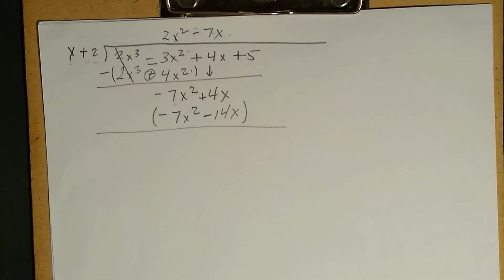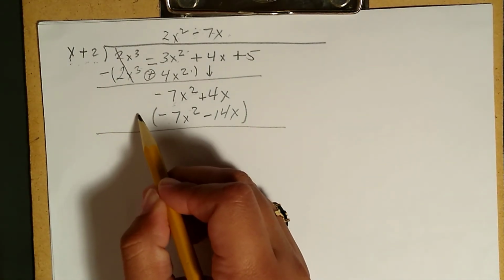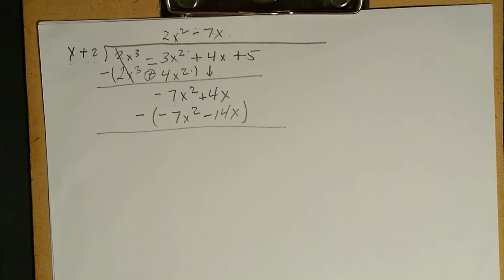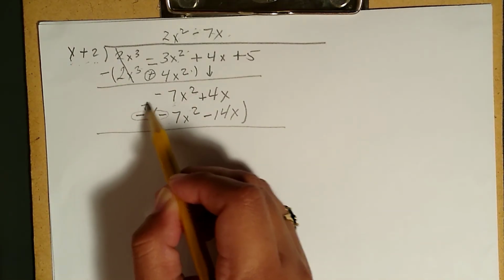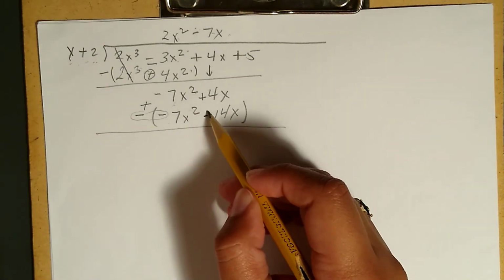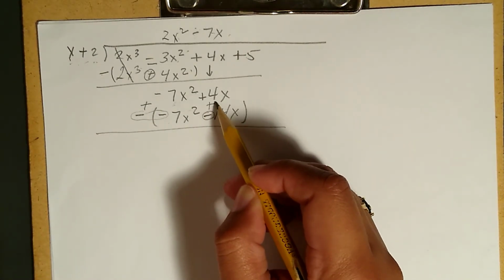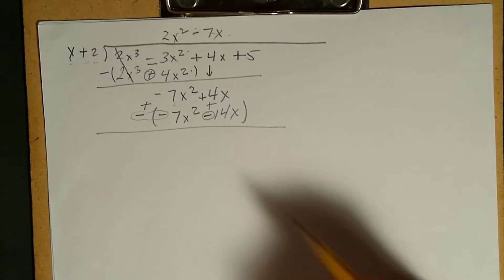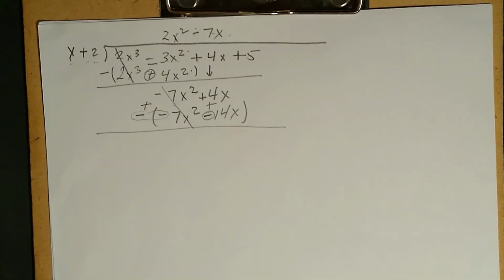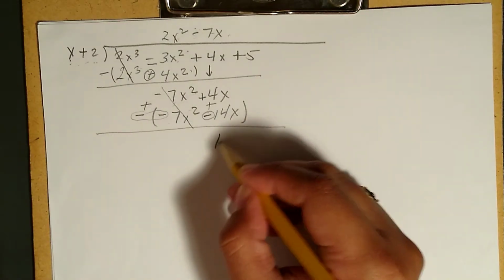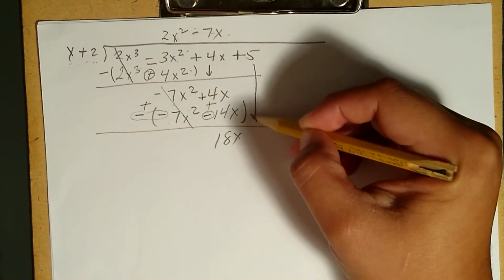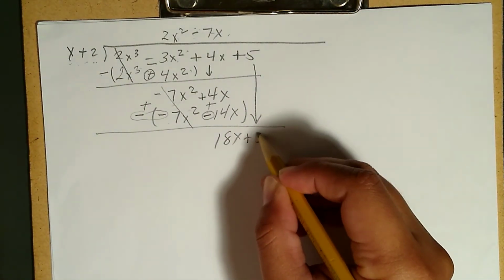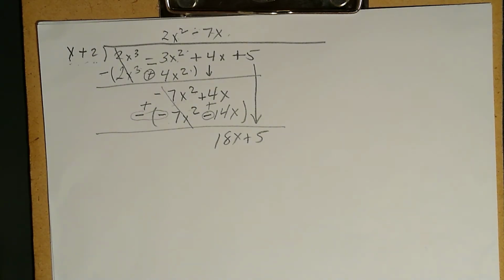Don't forget to change the sign. Remember, we are subtracting. This turned into a positive. This negative turns into a positive. This cancels out. 4x plus 14x will give you 18x. Bring down the 5. That will give you 18x plus 5.